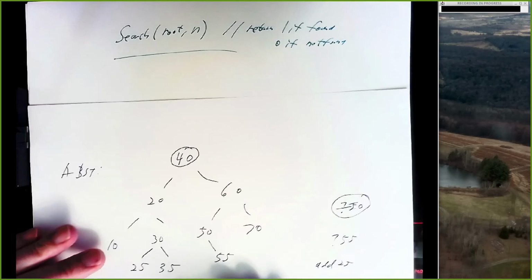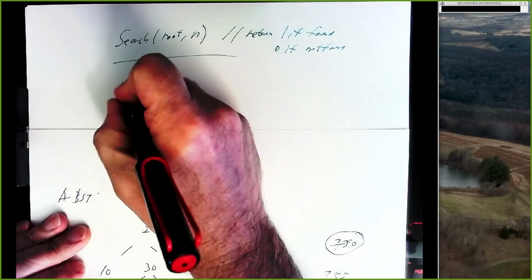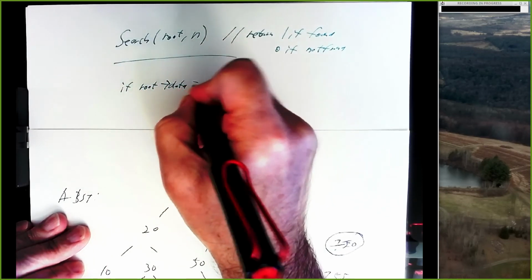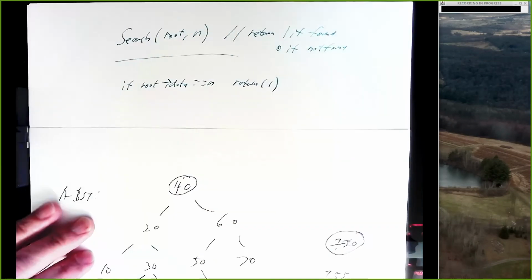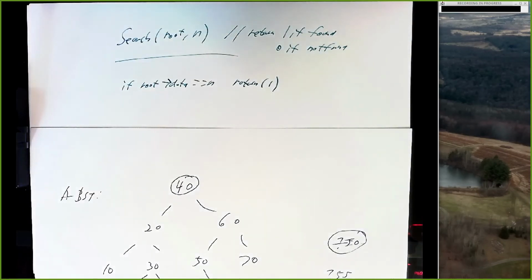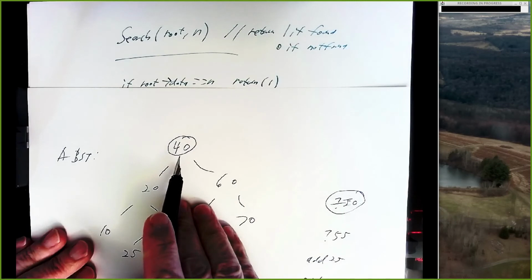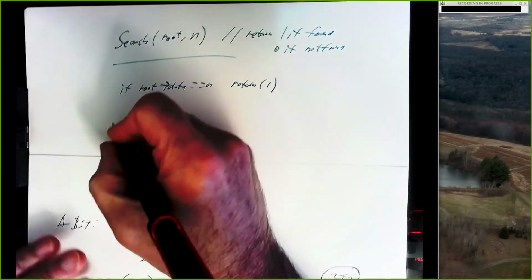Well, first thing we can do is check to see if the root's the number that we're looking for. So if root data equals n, we're done. We found our number. We can just return right there. Well, if the root is not the number we're looking for, we can compare the number to the root, and we can do the following.